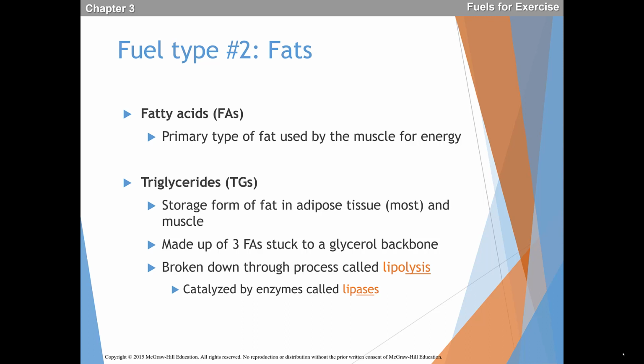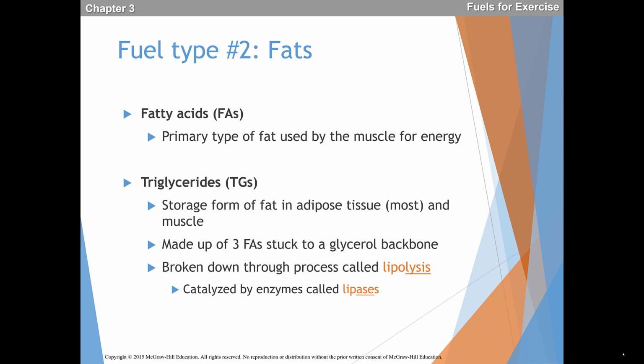Our second type of fat that you should be familiar with is triglycerides. Triglycerides are a storage form of fat, and tend to be found in either adipose tissue or muscle. Most of the triglycerides are found in adipose tissue, or your fat tissues. Triglycerides are a glycerol backbone with three fatty acids stuck to them. So when we're breaking down triglycerides, we're releasing those free fatty acids so that they can be used for fuel. That process of breaking down triglycerides into free fatty acids is called lipolysis.